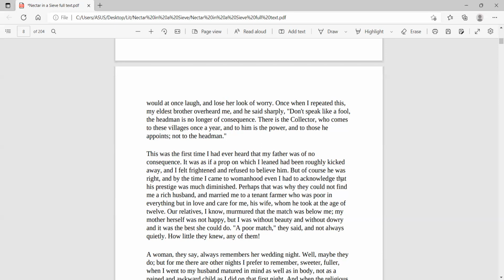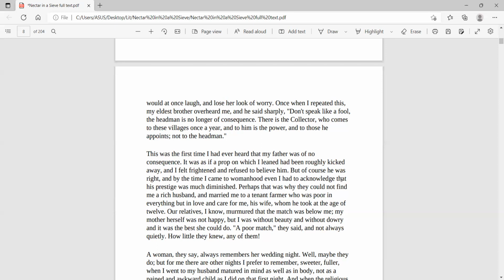"And it was the best she could do. A poor match, they said, and not always quietly. How little they knew, any of them." It implies that the love and happiness between the narrator and her husband was not known to this society. It was only between them. Only both of them knew what was happening in their relationship.